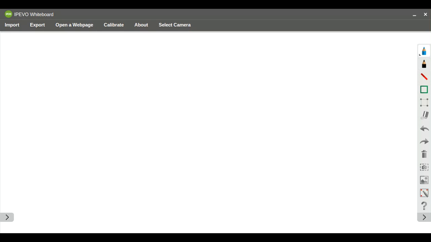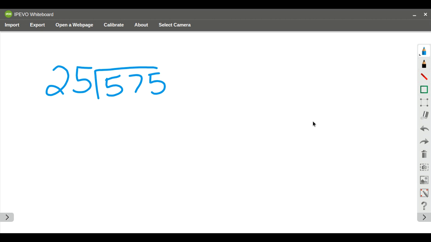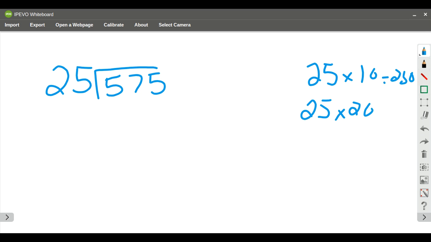All right, so the next problem that we're going to look at with partial quotients is going to be 25, and I'm going to divide 25 into 575. So again, I'm going to use what I know, and I'm just going to do my patterns of 10, my multiples of 10. So 25 times 10 is 250. 25 times 20 is equal to 500. And right there, 500 is going to be really close to 575.